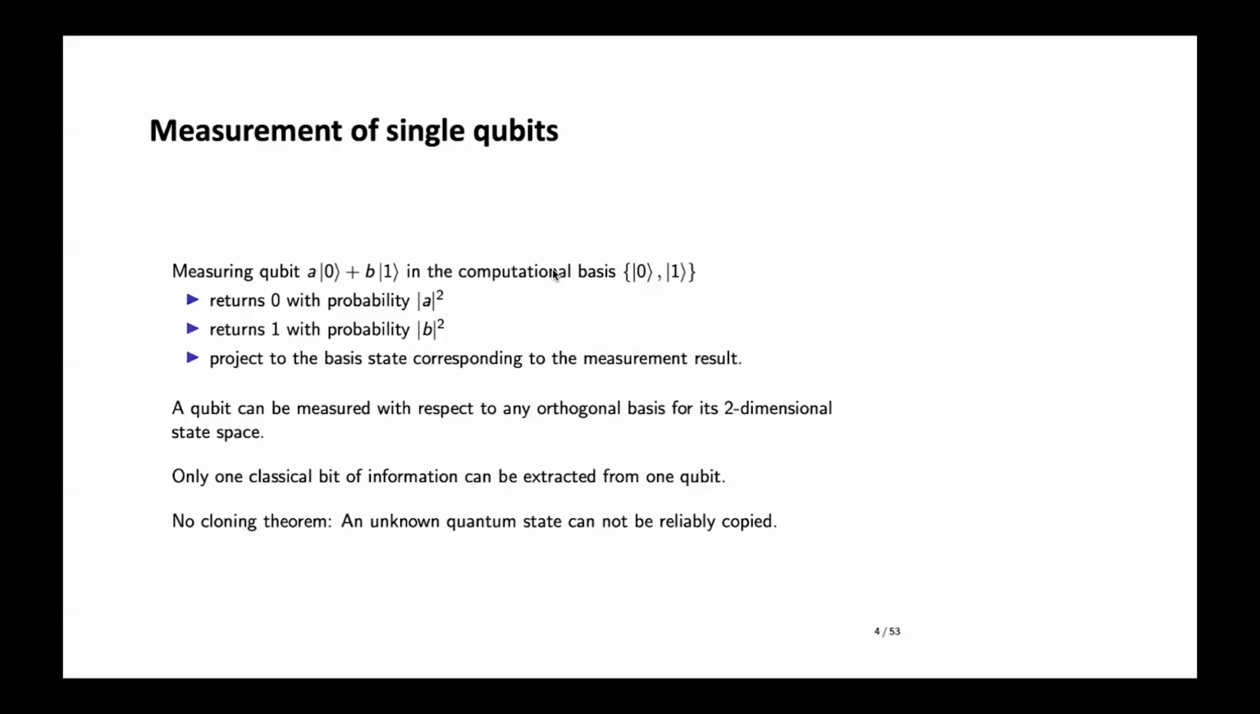As I mentioned here, a qubit can be measured with respect to any orthogonal basis for its two-dimensional state space. Another interesting point that makes measurement interesting is the so-called no-cloning theorem. You cannot reliably copy quantum states, and that affects the way that measurement takes place.